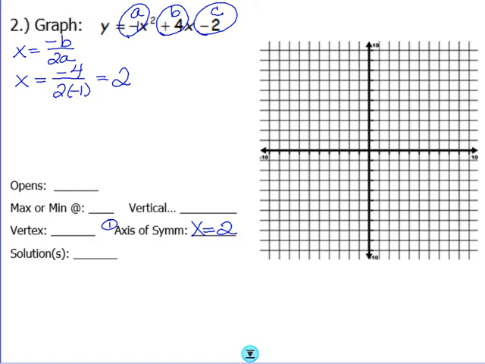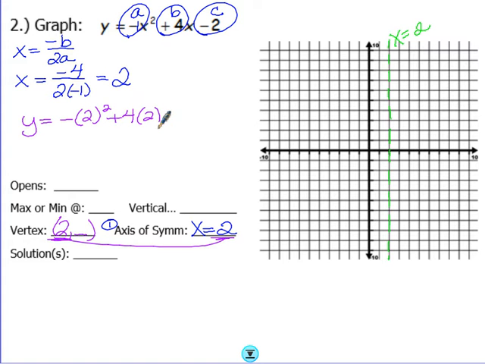Going to go ahead and put our dotted line on the graph. So we know based on that 2 that our vertex is going to be 2 something. We're going to take that 2 and we're going to plug it in. So y equals negative 2 squared plus 4 times 2 minus 2. Calculating that, so we have negative 4 plus 8 minus 2 gives us a positive 2.